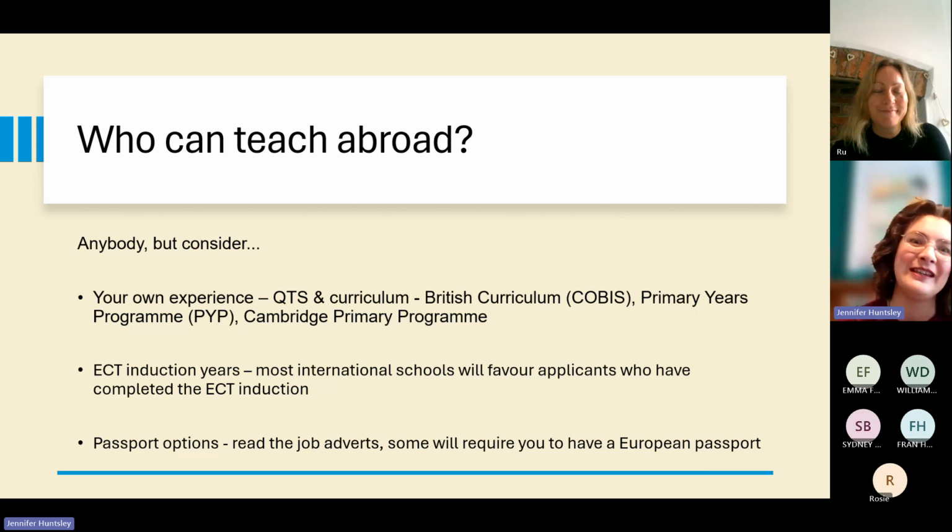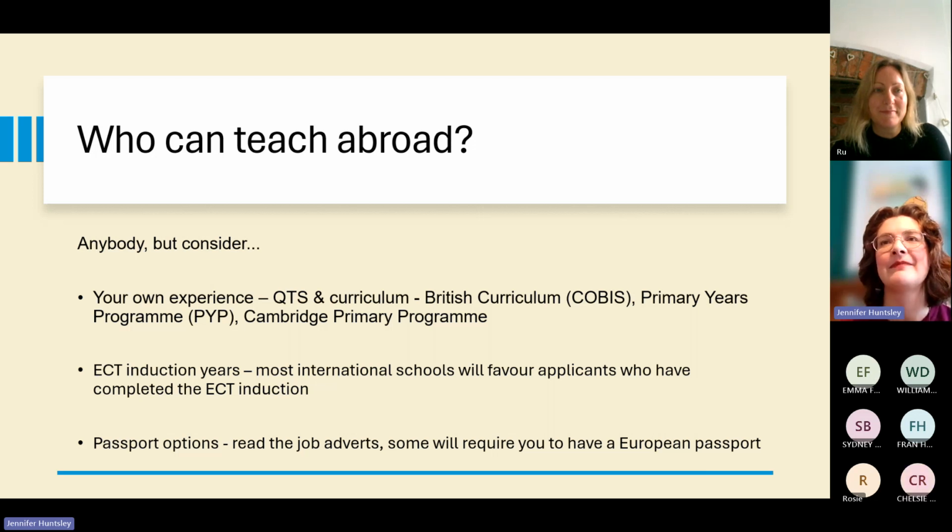So, for example, you could teach English as an additional language in adult colleges and that sort of thing. But our experience is very much in international schools, so that's schools where English is the main language, or the first language that people communicate in, and often they will use a British curriculum, which is based on the national curriculum that we're used to. So that's the setting that we're thinking about primarily today.